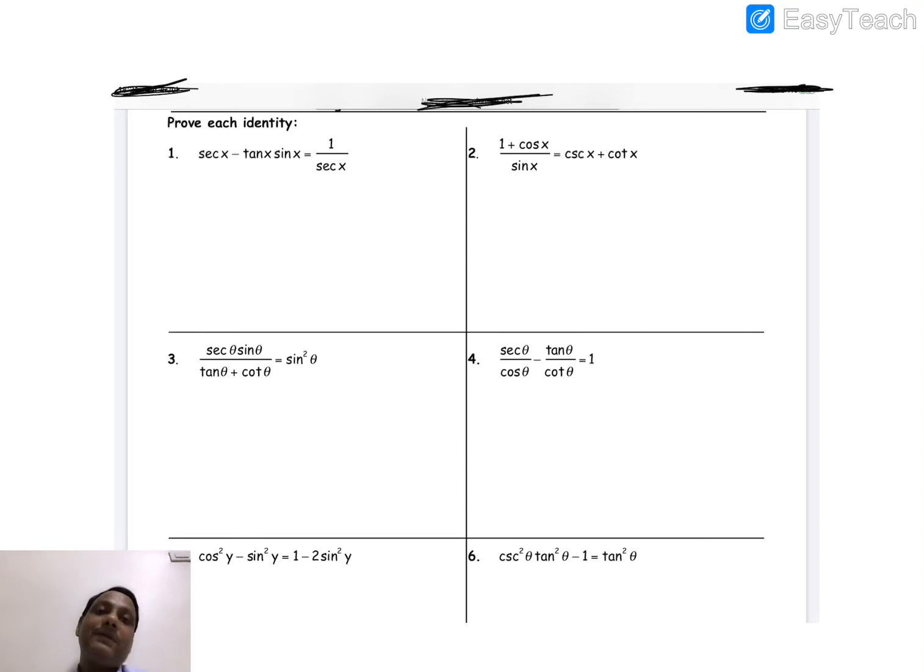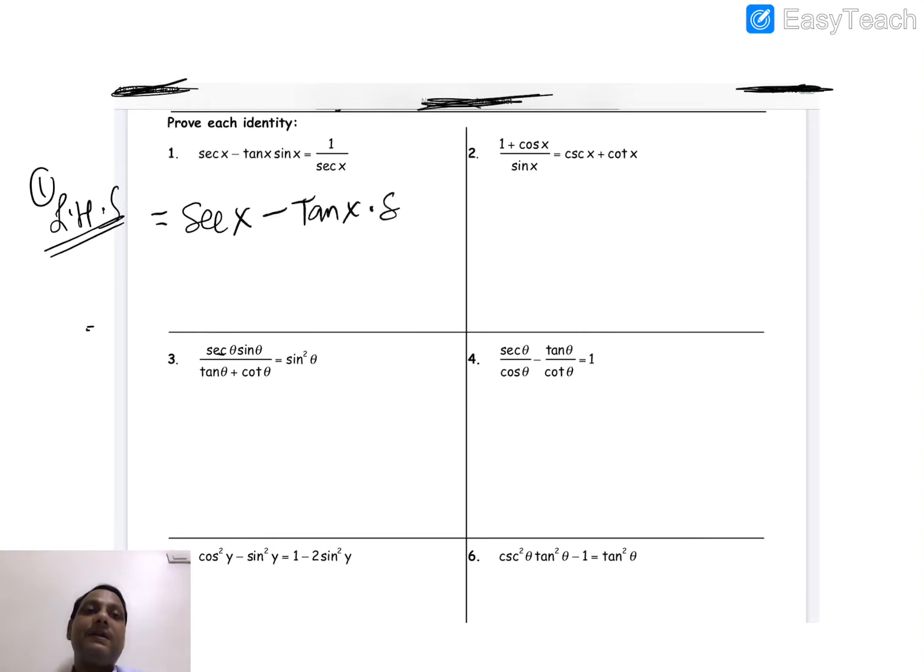See here, basically this topic is not in the IB studies course, but A-Level has all this, and IB HL and SL also have it. So here is the first question. We are going to take the left hand side and prove the right hand side. In the question we have (sec x minus tan x) into sin x is equal to 1 over sec x.